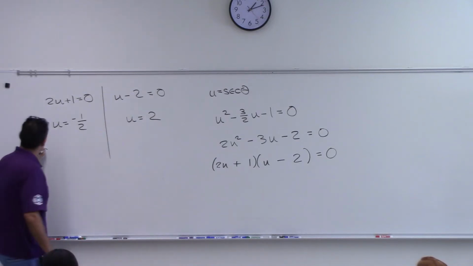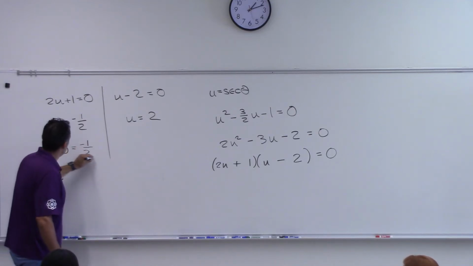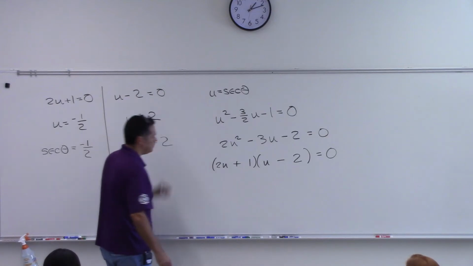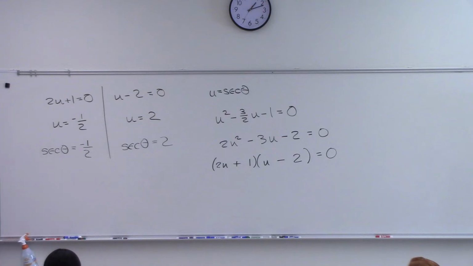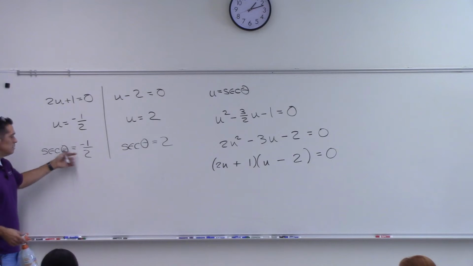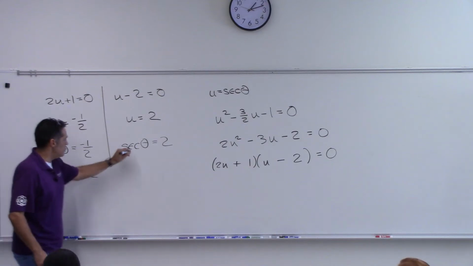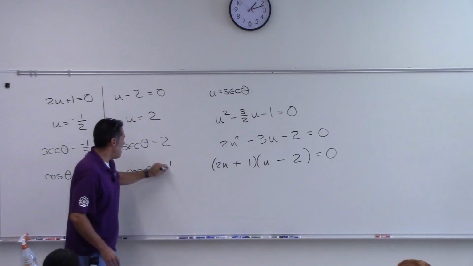Secant theta, right? So secant theta must be negative 1/2, and over here, secant theta must be 2. I'm going to use the reciprocal property of secant, that secant is 1 over cosine, and rewrite this as cosine and then flip that. So cosine theta is this flipped, which is negative 2. And then this same thing, cosine theta is that flipped, which is 1/2.